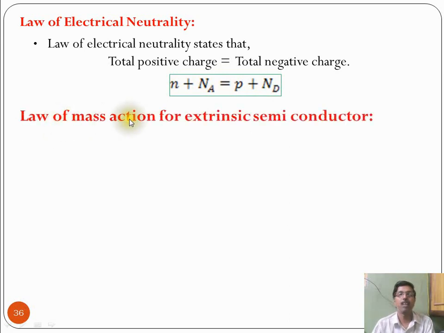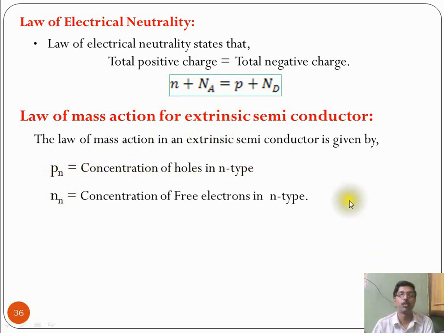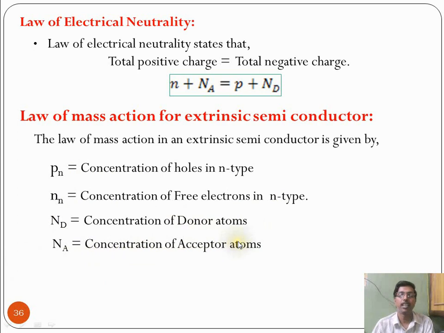Based on this, the law of mass action for extrinsic semiconductors. Now we are going to apply the law of mass action for the extrinsic semiconductor. Here we take pn as the concentration of holes in n-type and nn as the concentration of free electrons in n-type. Like that, Nd is the concentration of the donor atoms and Na is the concentration of acceptor atoms. And ni is the intrinsic charge carrier concentration.